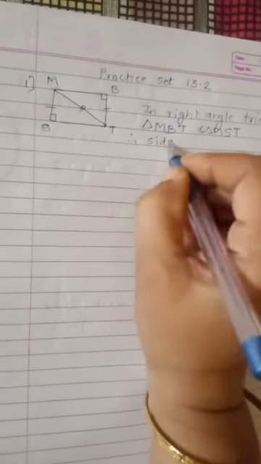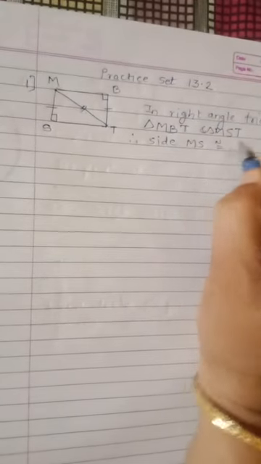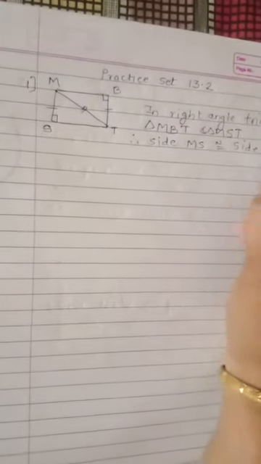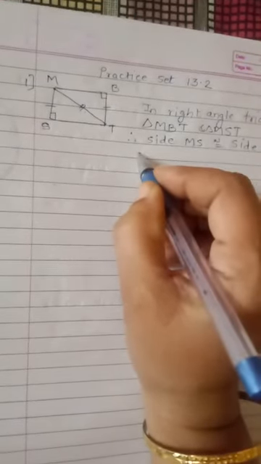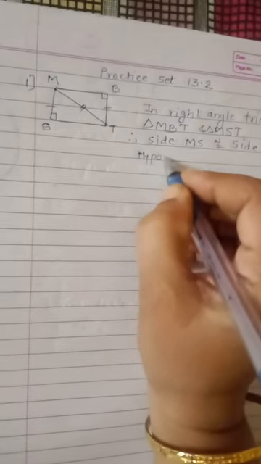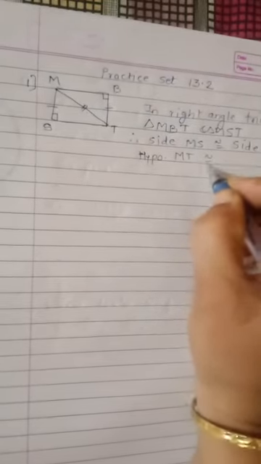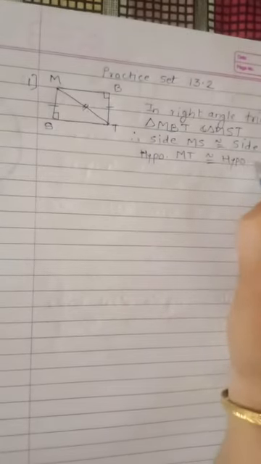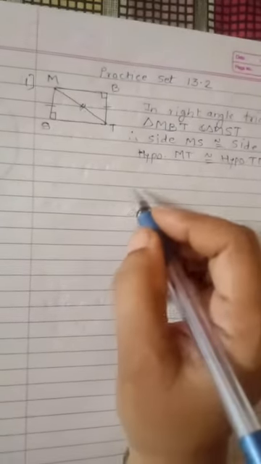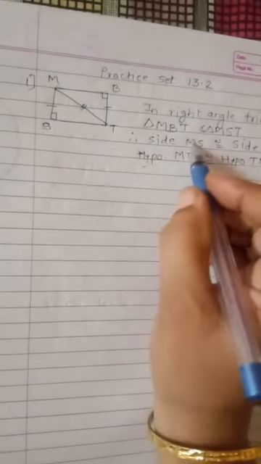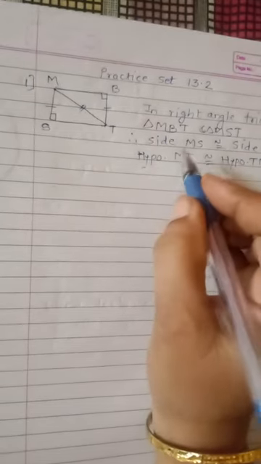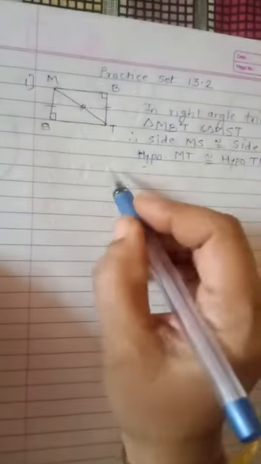In these two triangles, side MS is congruent to side BT, and hypotenuse MT is congruent to hypotenuse TM. One side is congruent, hypotenuse is congruent. So in a right angle triangle we can use the hypotenuse side test, and by this test these two triangles are congruent.